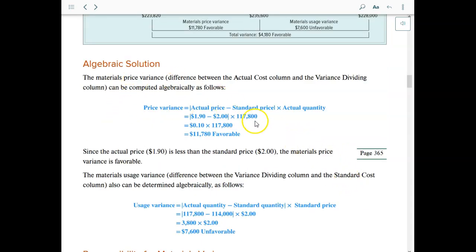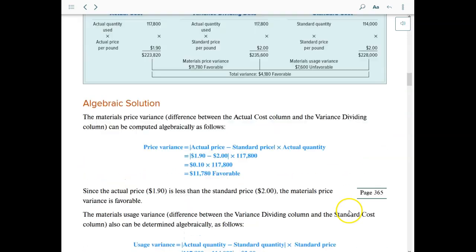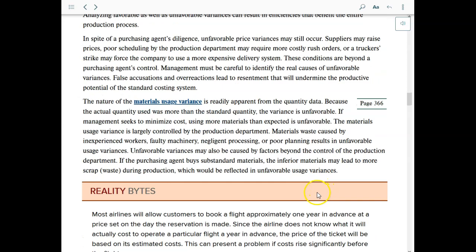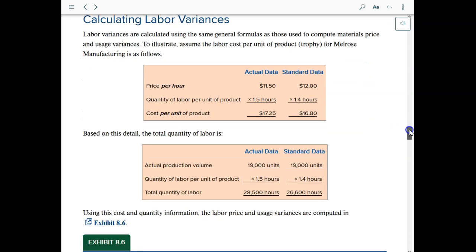Here's an algebraic solution. I don't care for this solution that much. I think you do this, and it's like a pictorial form. You can see what's happening. So I'll let you look through this yourself, but I like this one better. And let's see what else we got down here. Labor variances. You can do the same thing in it.